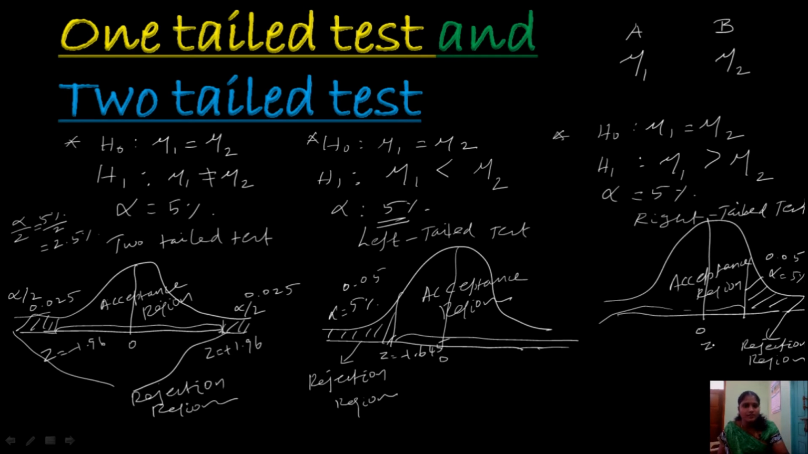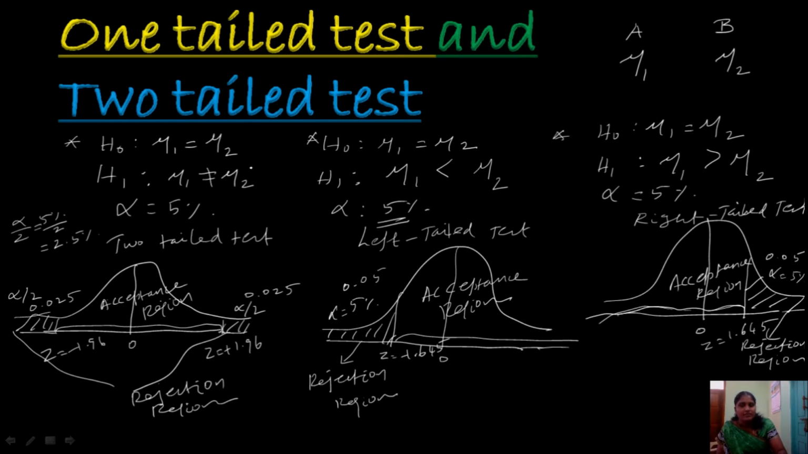The table value of Z at 5% level of significance for a right tailed test is Z equal to plus 1.645. If the calculated value is less than that, we accept, or otherwise we reject the null hypothesis. Based on the problem itself, we have to decide whether to follow a one-tailed test or two-tailed test for the alternative hypothesis. So it is based on the situation of the problem.